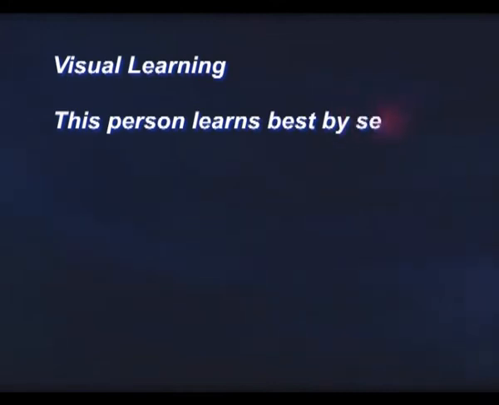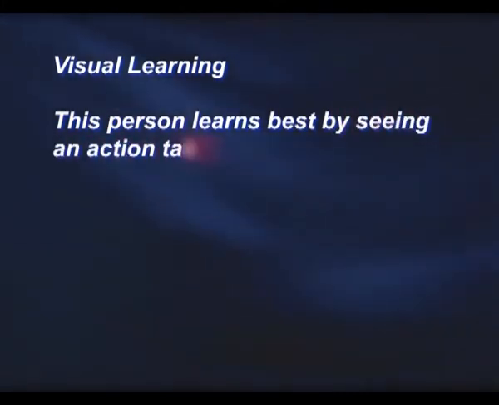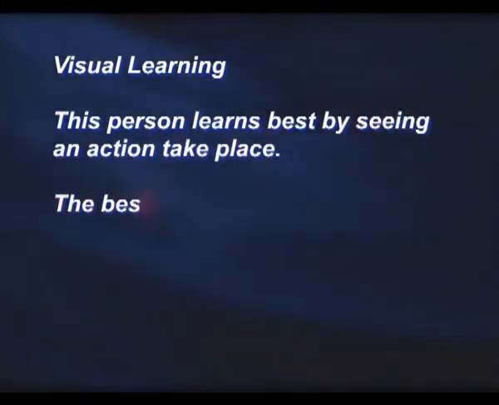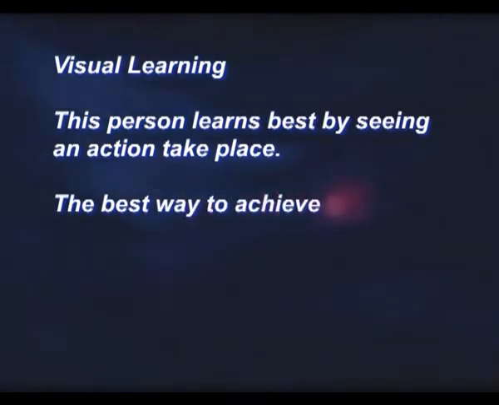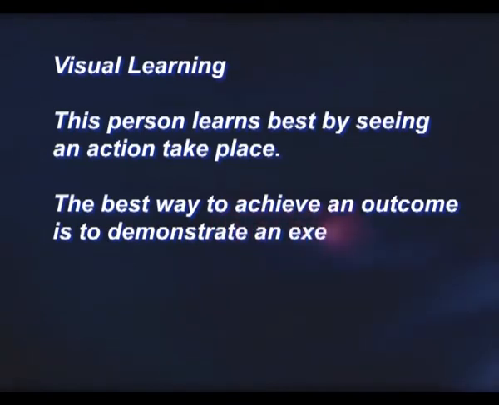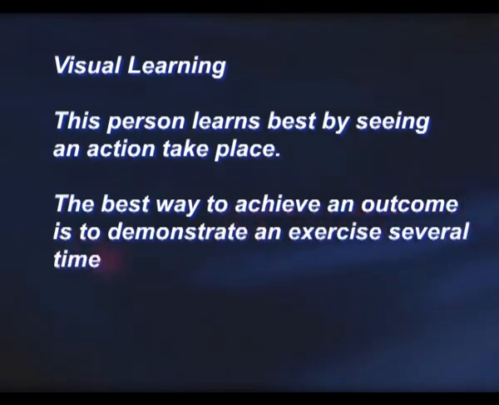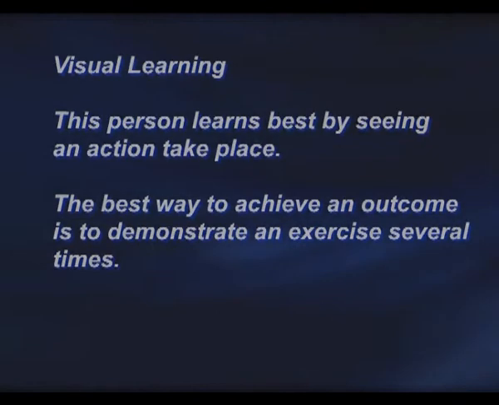Visual learning. This person learns best by seeing the information in front of them or watching a task actually being performed. For example, in teaching a visual learner how to parallel park, you would first demonstrate the task yourself, possibly even several times, with the learner watching your actions from both inside and outside the vehicle.